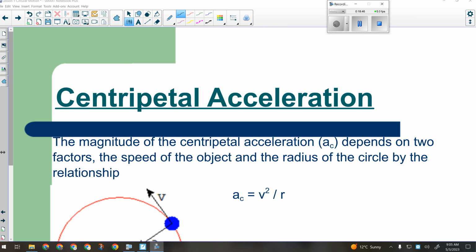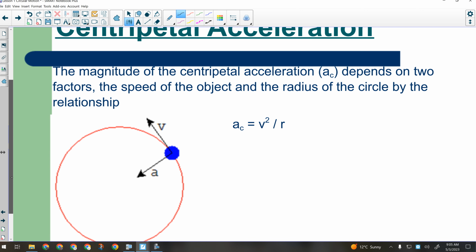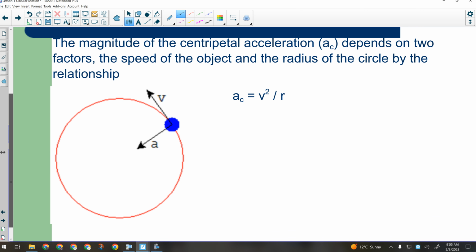All right, so the magnitude of the centripetal acceleration depends on two things: speed and radius. The bigger the circle, the smaller the centripetal acceleration. The faster you go, the greater the centripetal acceleration.